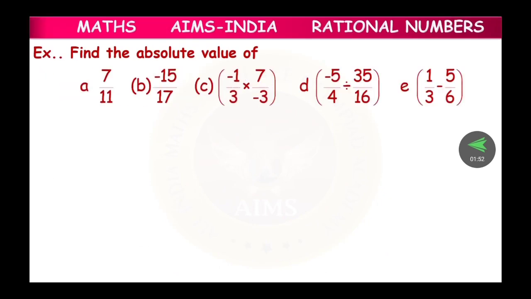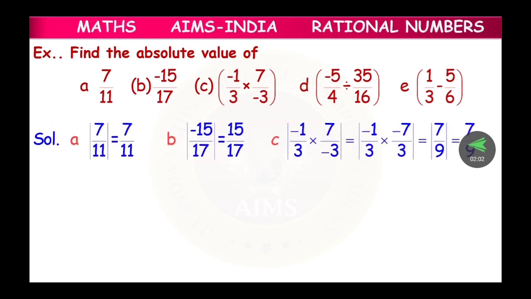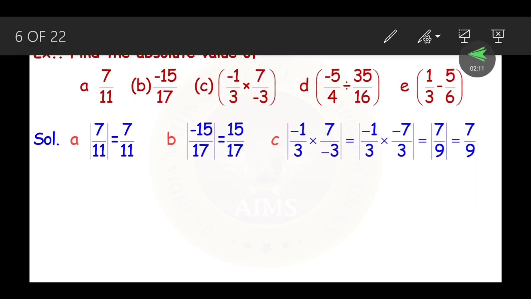So let's see some examples. Find the absolute value of these. For all these values, we have to find the absolute value. So A, B, C, D, 5 questions are there. We have to find the absolute value. So how can we find here? The absolute value of 7 by 11, how much? 7 by 11 only.